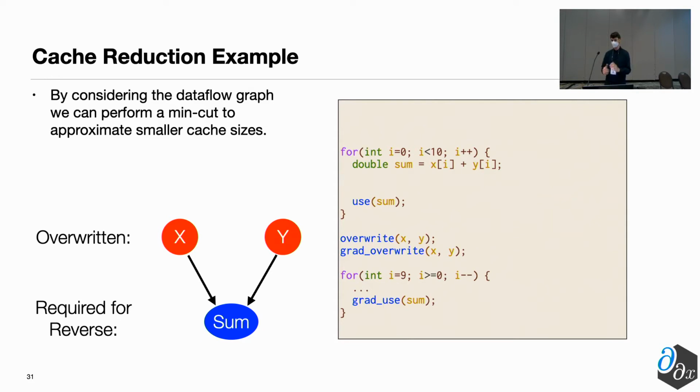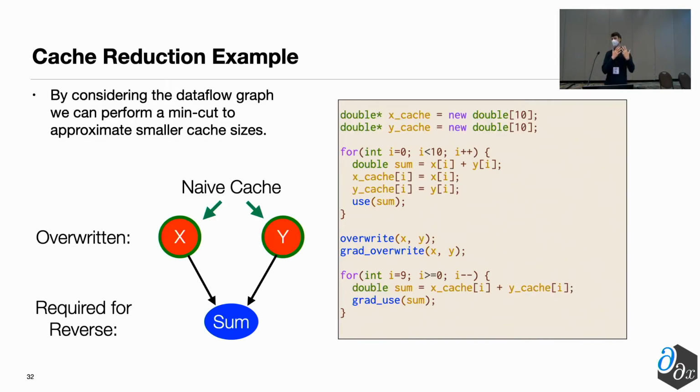So first here, I'm using 2 variables, x and y. I'm summing them up, then I'm calling sum function with it. When I want to compute the gradient of that use function of sum, I need that original sum of x and y. However, I don't actually need x and y individually. A naive strategy for performing this cache is to say, OK, both x and y are overwritten, and I may need them in the reverse pass. I'm just going to cache x and y.